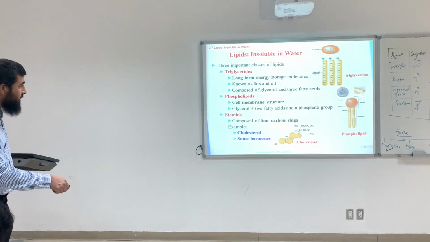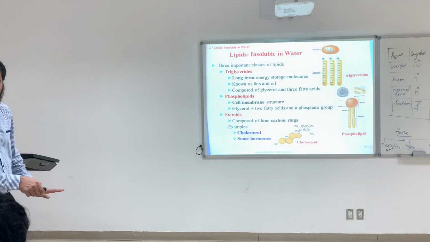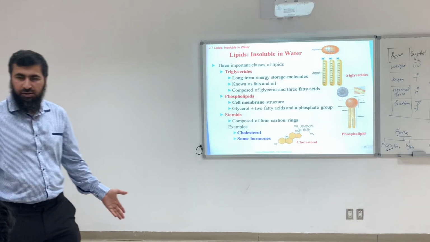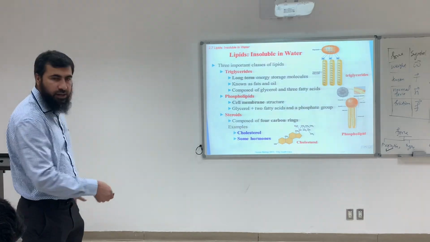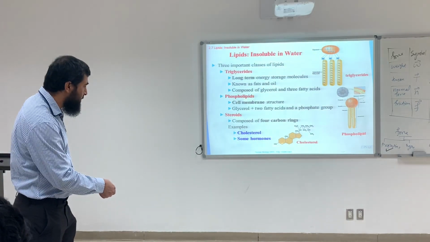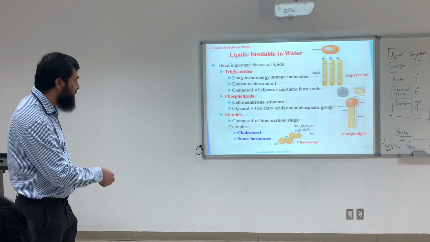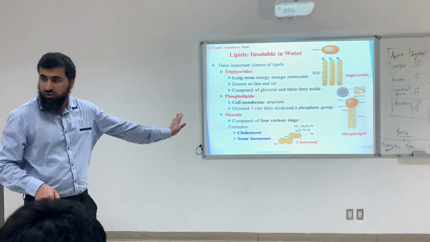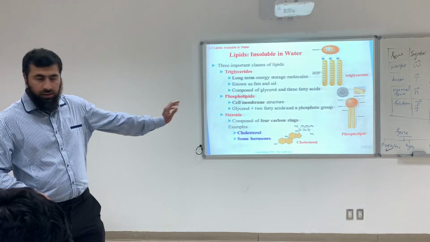Yeah, so three carbon rings, not glucose, okay? You see that in chemistry, you know, carbon ring? It's a ring, like benzene, okay? So one, two, three, four. Four carbon rings in cholesterol and hormones, okay? That's the basic structure of steroids, okay? So you should know that.